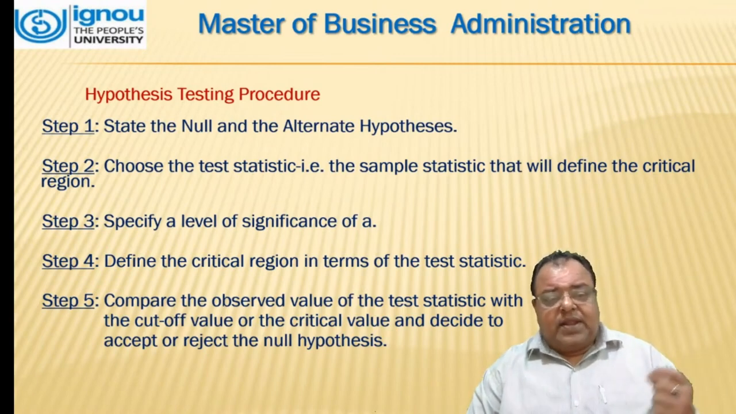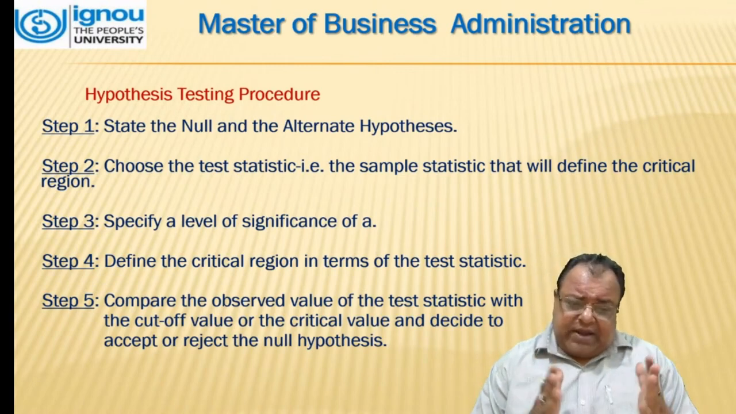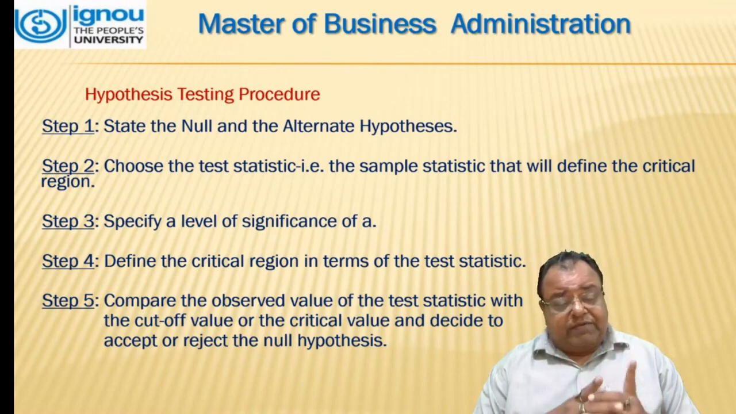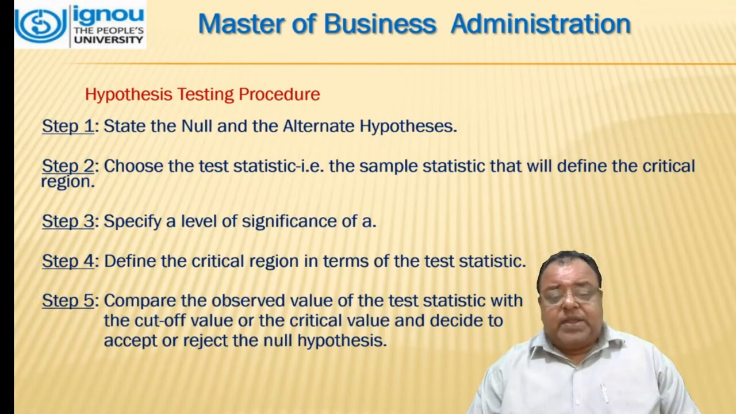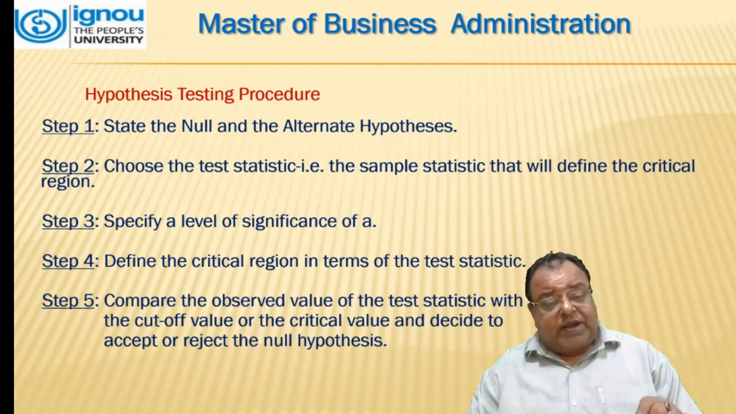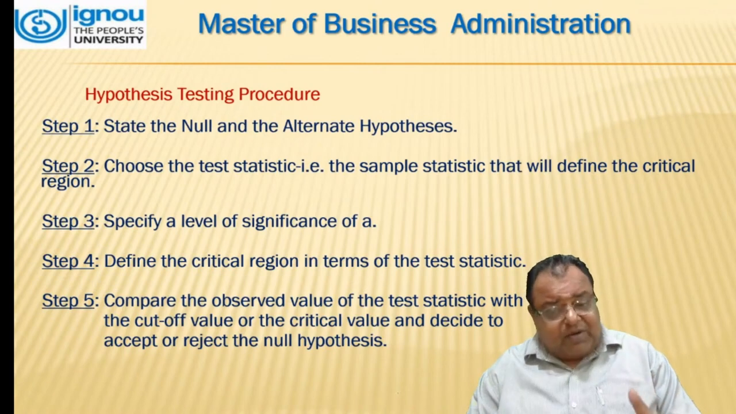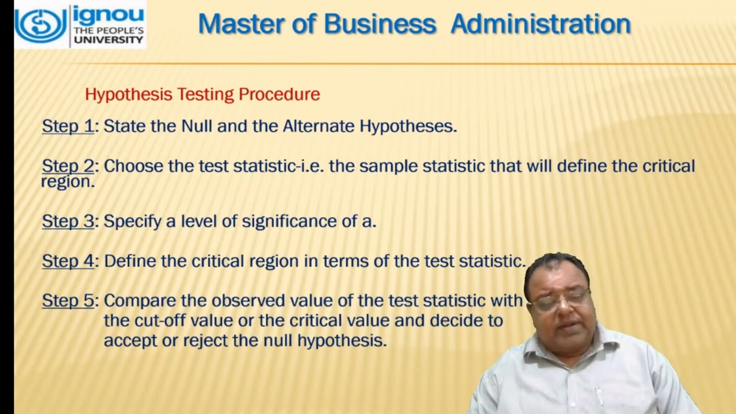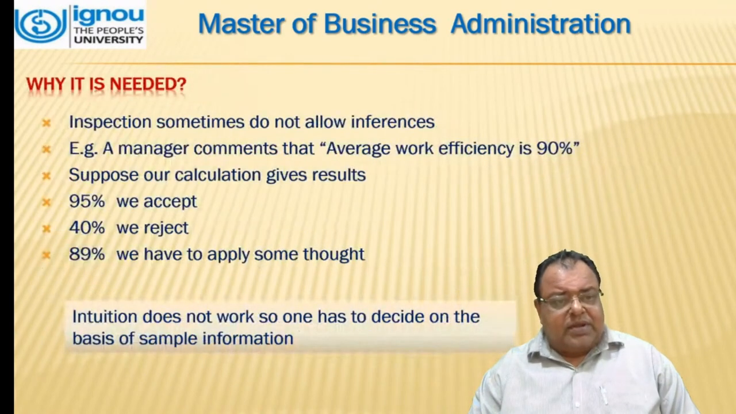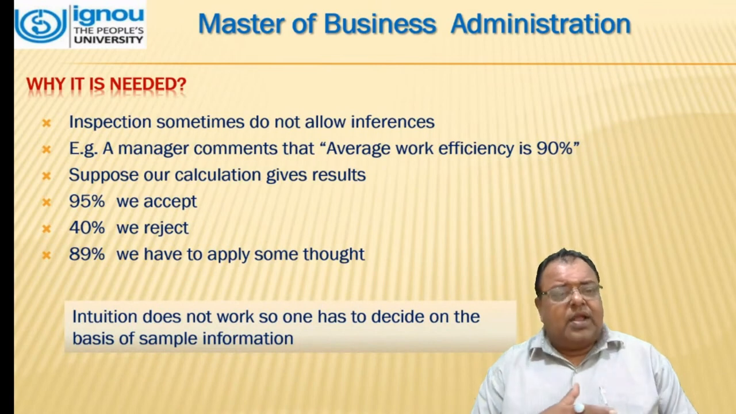Third, specify the level of significance, that is the value of alpha. Fourth, we define the critical region in terms of the test statistic. Fifth, we compare the observed value of the test statistic with the cutoff value, or the critical value, and decide to accept or reject the null hypothesis. These are basically the 5 steps which are normally followed.